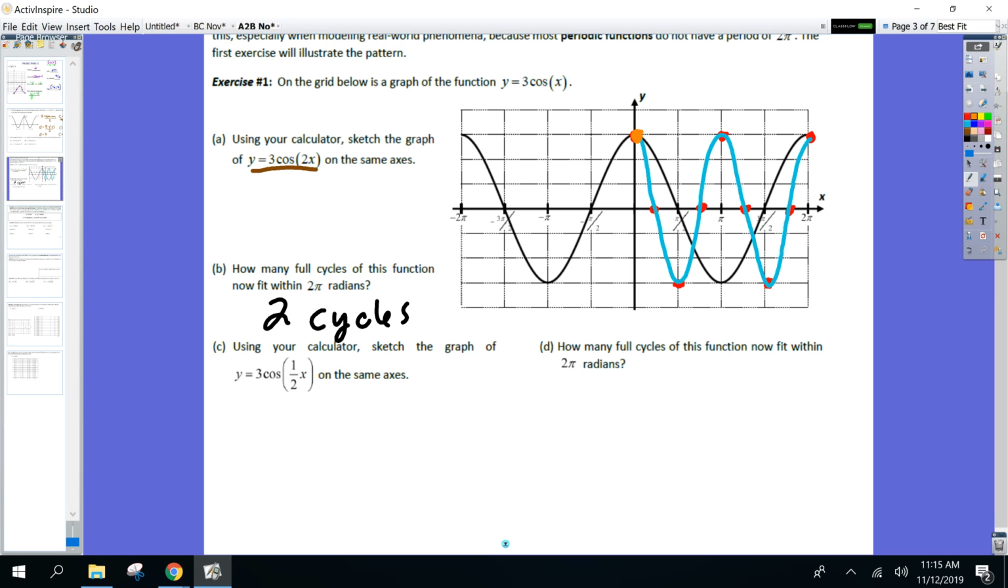Now put a 0 at pi. Where does cosine go next? Min, but now that's at 2 pi. So at 2 pi, put negative 3. How many full cycles do we see? Half a cycle.